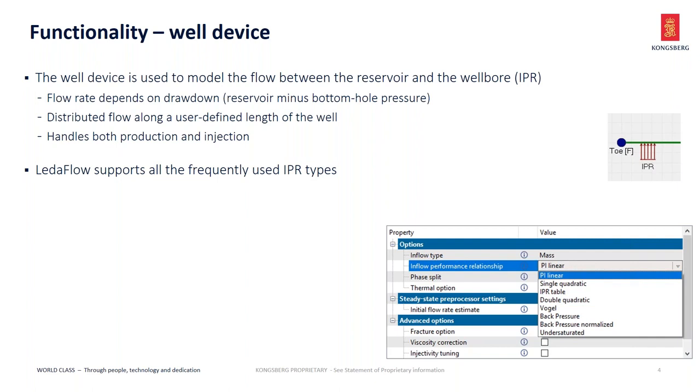And it's very common, like we will see in the demonstration, that even for a producing well, there can be temporarily some injection into the reservoir. That's quite normal. And then LedaFlow supports all kinds of different IPR types, like the linear PI, which is the classic version. We also have IPR tables and more complicated correlations like Vogel and back pressure.